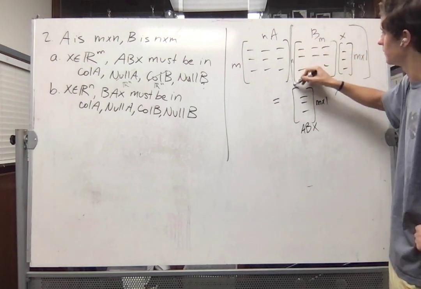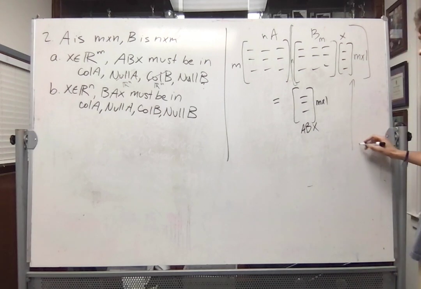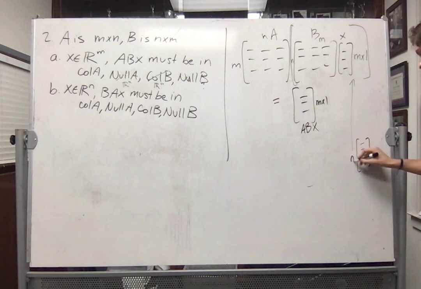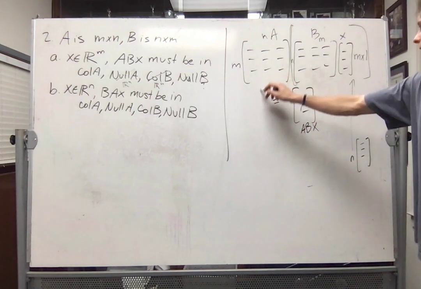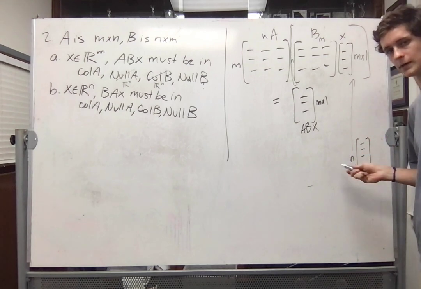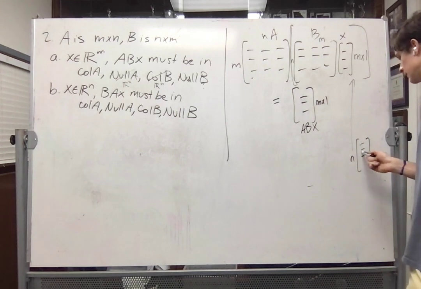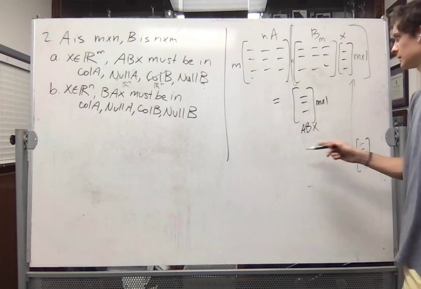Put parentheses around Bx. This vector is going to be a vector with n entries. And then we're going to multiply A times this vector. Well, how does it work when we multiply a matrix times a vector? This entry goes to this column. This entry goes to this column. This entry goes to this column.